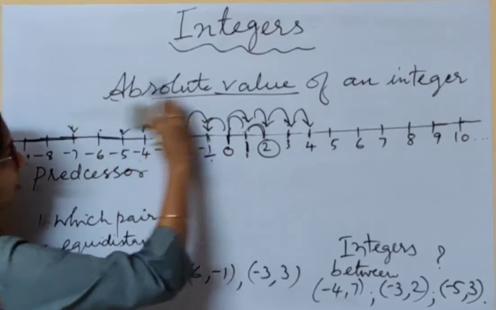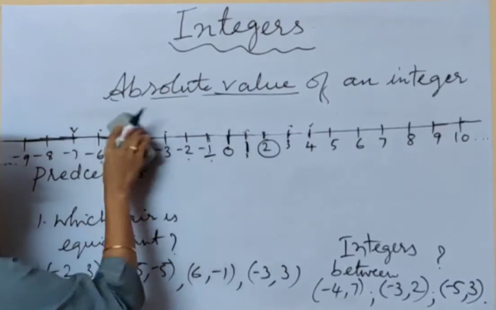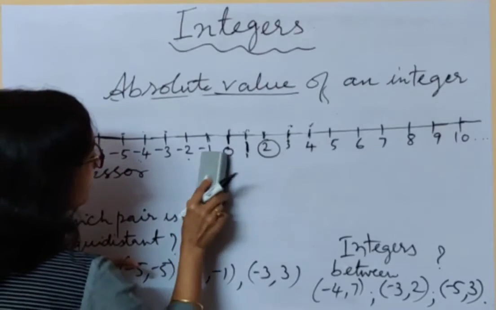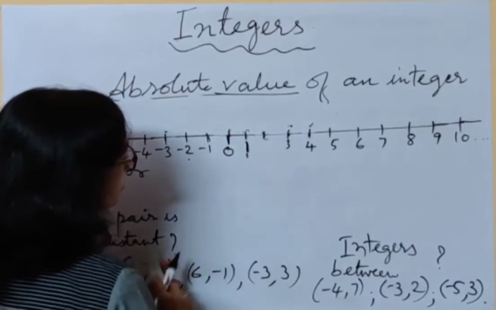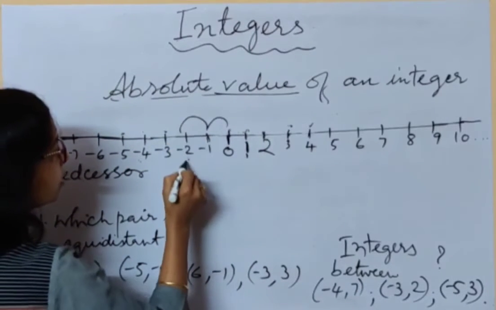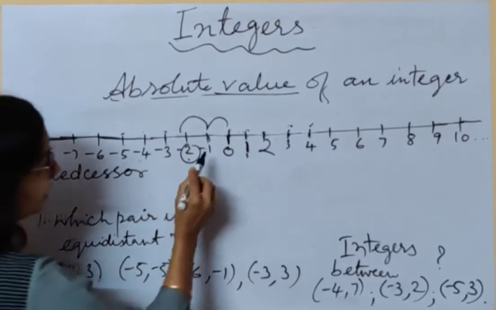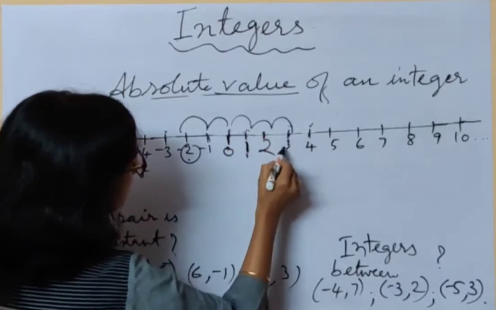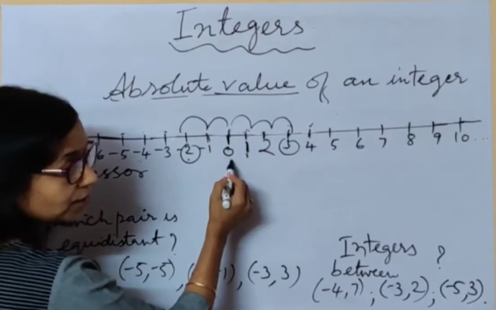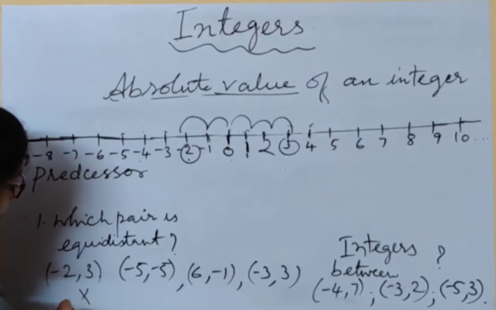Now let us look at the numbers. I will take a pair of numbers here: minus 2 and minus 3. If I take minus 2, it goes here. This is the number minus 2. Now minus 3 comes here. Are minus 2 and minus 3 equidistant from 0? No. This is more, this is less. They are not equidistant.